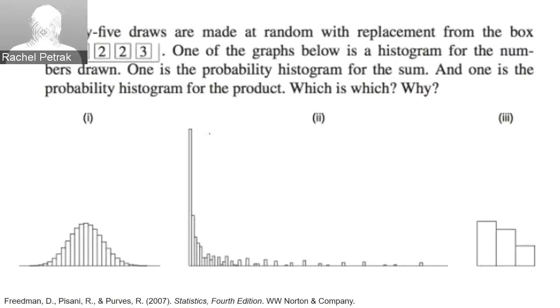We can see that, having just looked at the probability histogram for products, I think most of us can recall that the product histograms have this distribution shape that's quite abnormal. So this is going to be our probability histogram for the product.